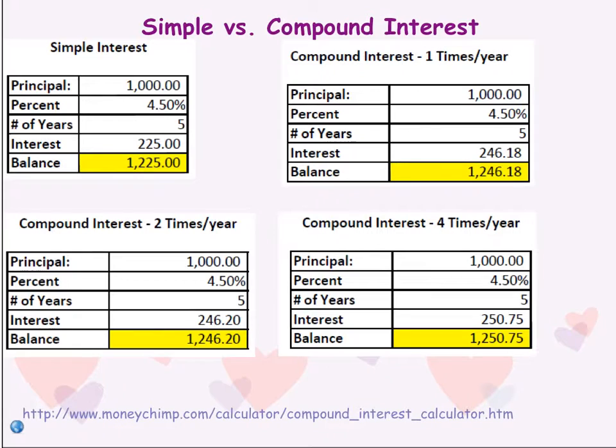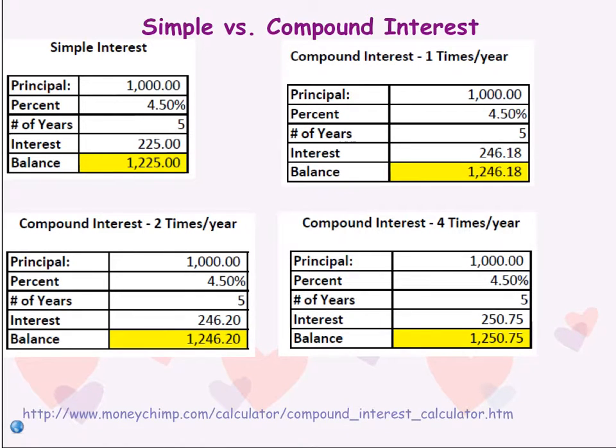My principal is $1,000. My percent that I'm earning interest at is 4.5%. And I'm going to think about this as a savings account because that's going to help you guys make more sense of it. So I had this money in the savings account for 5 years. After 5 years, we would have earned $225 in interest. Here's our new balance. Okay?